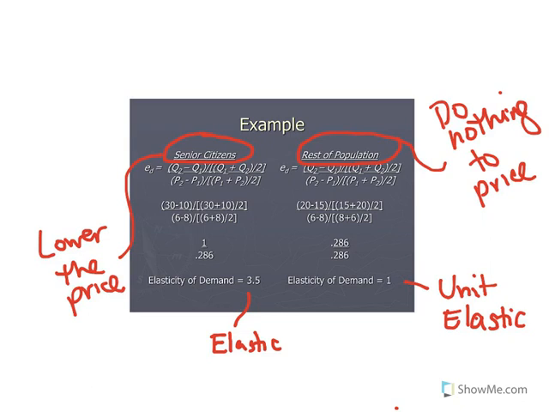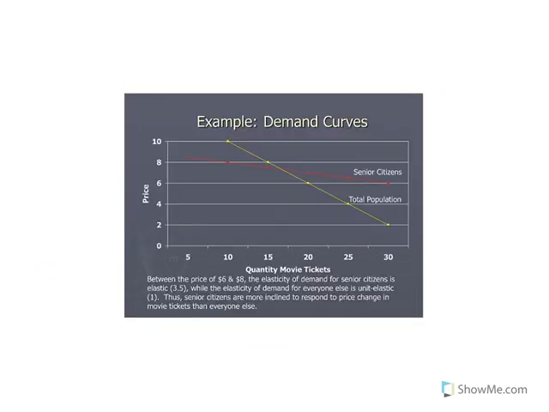So in this case, because we did determine that the two different groups of people did indeed have different elasticities of demand, we would want to practice price discrimination. If we had done this and we saw that there was no difference in elasticity of demand, then the firm would have no incentive to practice price discrimination. But in this case, they would.